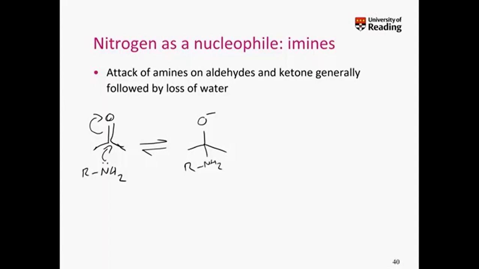Now, the nitrogen has used its lone pair to form that new bond. So effectively, it no longer has control of both of those electrons. It controls one of them. The other one, it's effectively donated to the carbon. So the nitrogen in this then gets a positive charge.